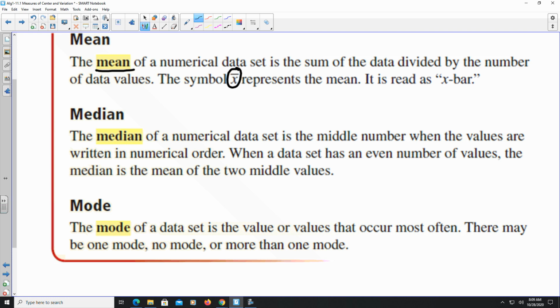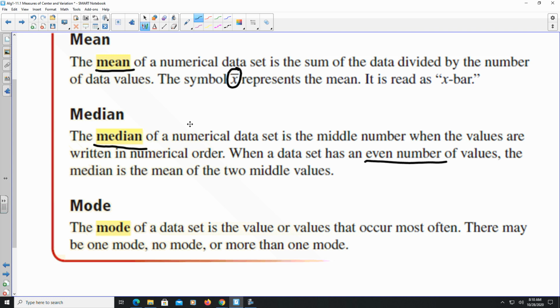Next definition we're going to look at is median. Median, when you take that same set of data and put it into numerical order from least to greatest, you're going to be looking at the middle number. There's two different ways that you can look at a median. If your data set has an even number of values, you're going to take the mean of the two middle values. If it's an odd number, you're just going to take whatever the middle value is. So that's one thing you can look at.